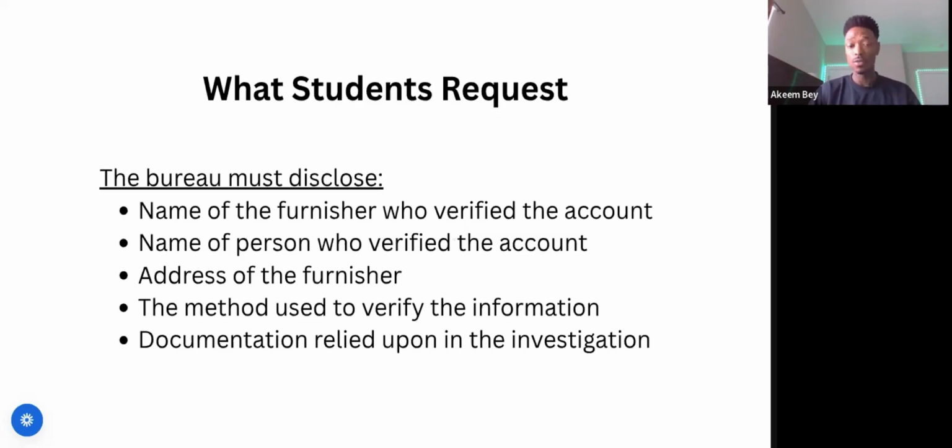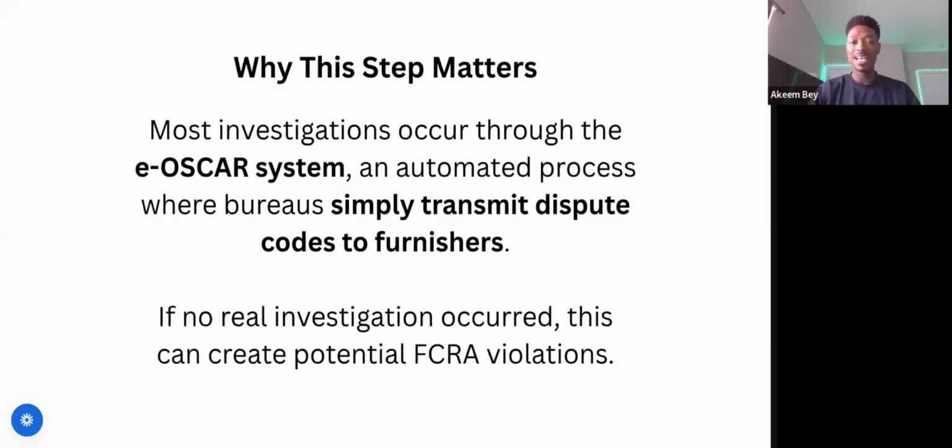to request from the Bureau the person who verified the account, the address of the furnisher, the method used to verify the information, and any documentation that was relied upon in the investigation process. And a lot of times they don't forward any information that you include, which again helps you if you need to escalate this situation or the disputes.